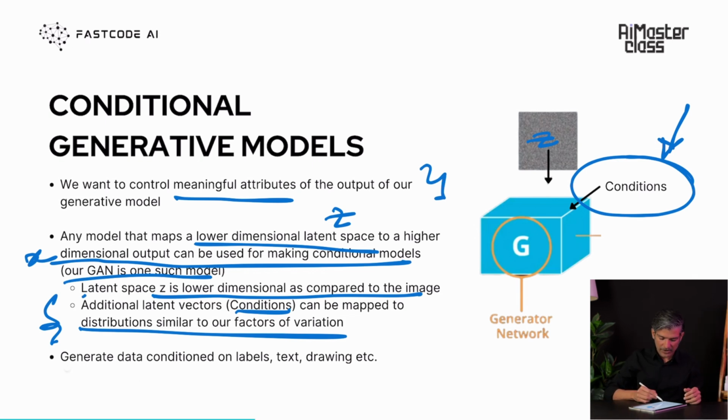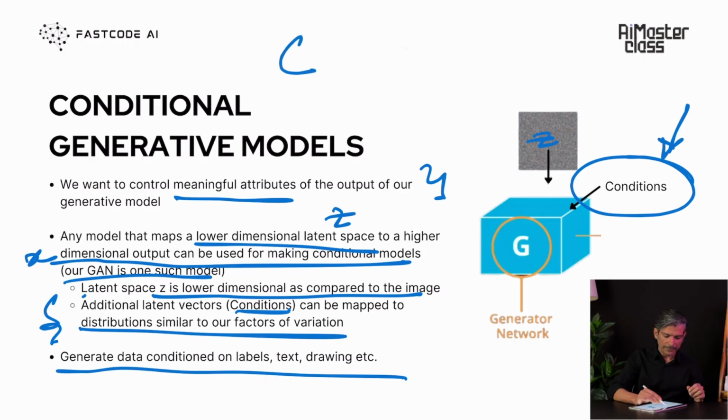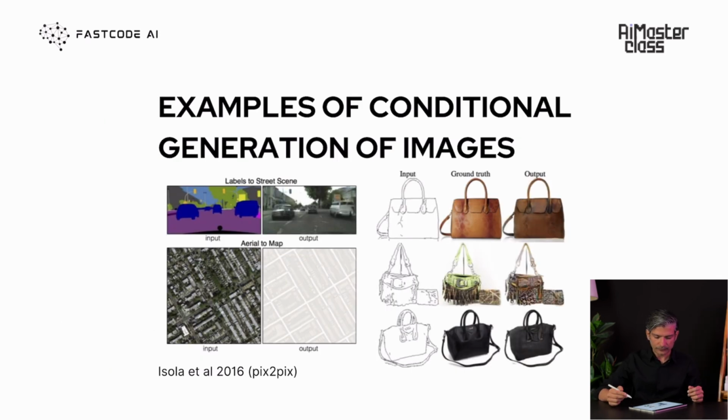Based on that, we can then generate data conditioned on labels, conditioned on text, conditioned on other drawings, images, and anything that you can convert to a vector representation. So you take your condition, convert it into a condition vector, and then that will go in addition to our Z to the generator. So that is how we will train our model.